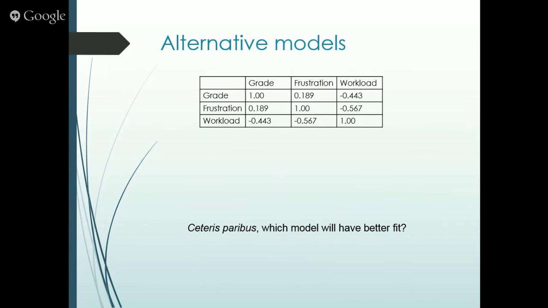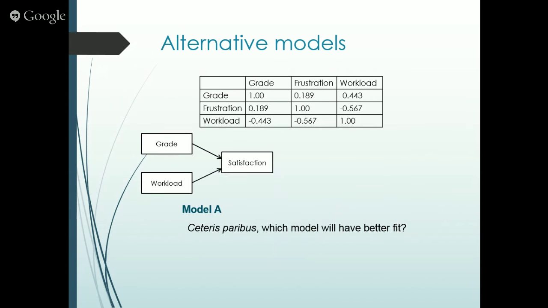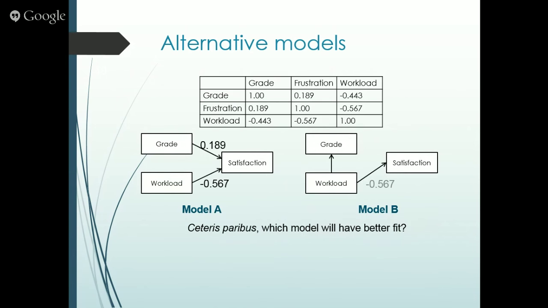So, quiz. Ceteris paribus. Which model has better fit? Knowing nothing else about this data or these models, which one will have better fit? Since you know the definition of model fit. Model B. Why? That relationship which is missing here is a big one. Yeah, there's one missing here. There's one missing here.